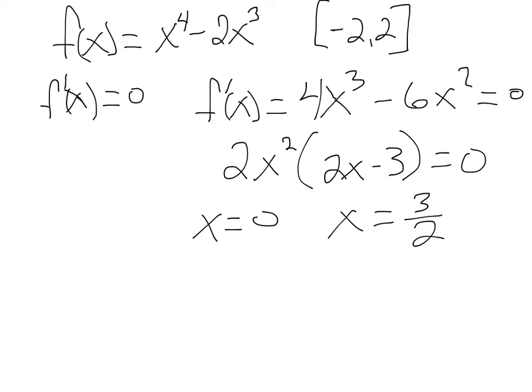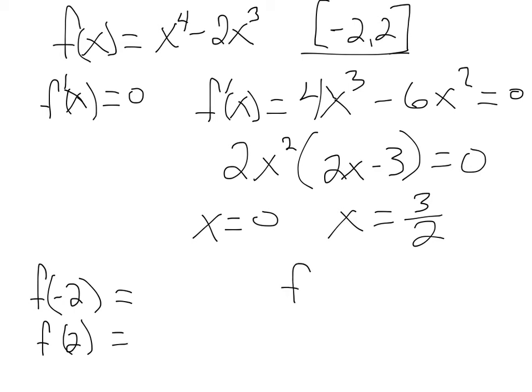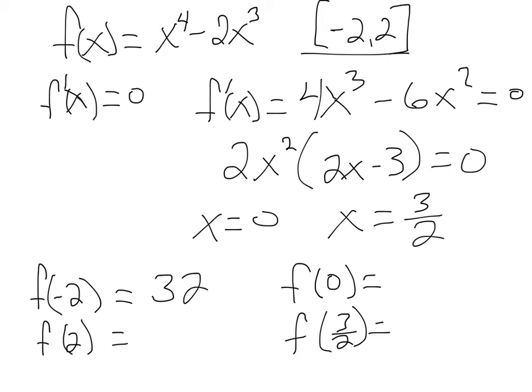What are the other two possibilities? Well, the other two possibilities are our endpoints. So we need to evaluate f of negative 2, f of 2, f of 0, and f of 3 halves. f of negative 2, when we put negative 2 back into f, we get 32. When we put 0 back into f, we get 0, because every term has an x. When we put 3 halves back into f, we get negative 27/16. And when we put 2 back into f, we get 0.